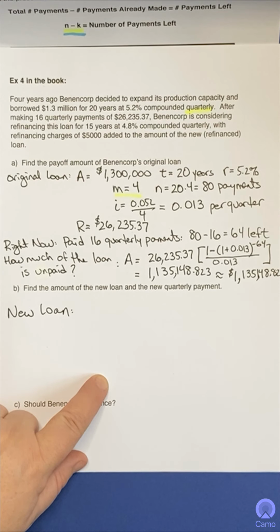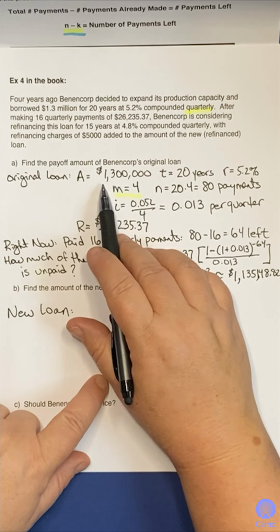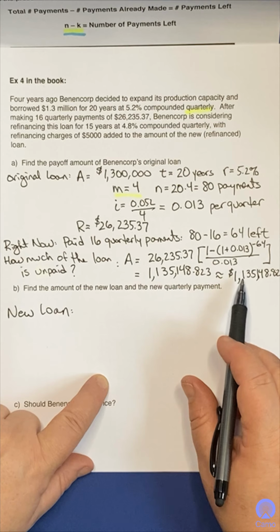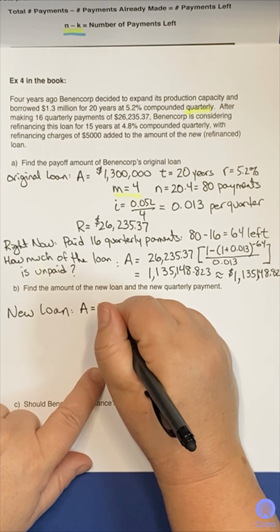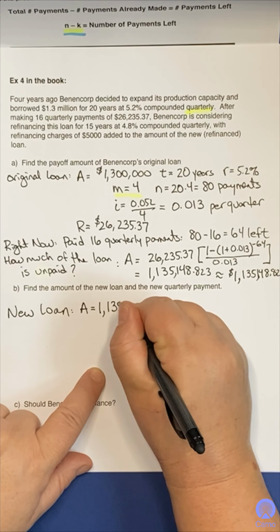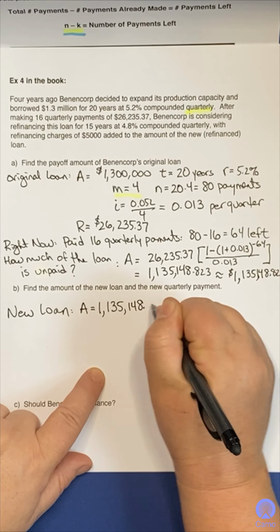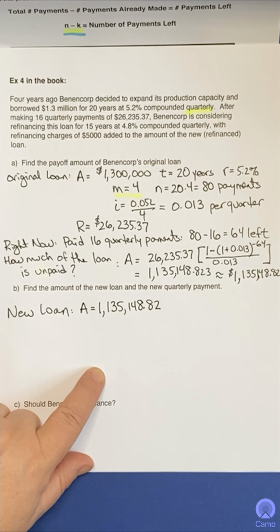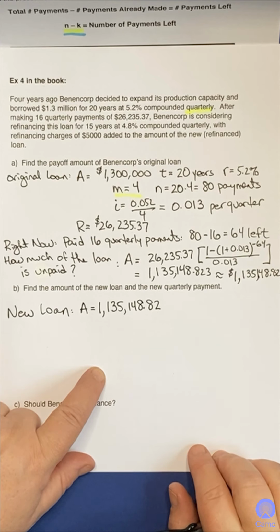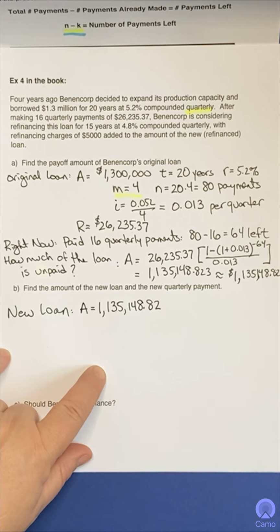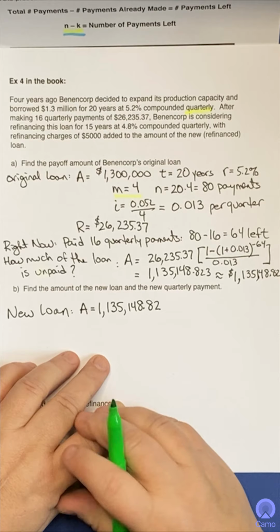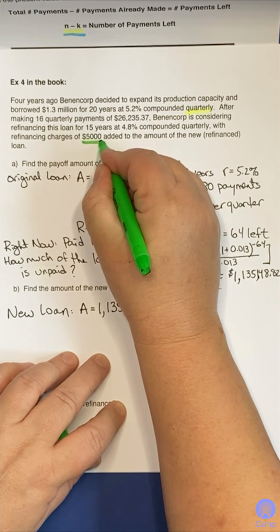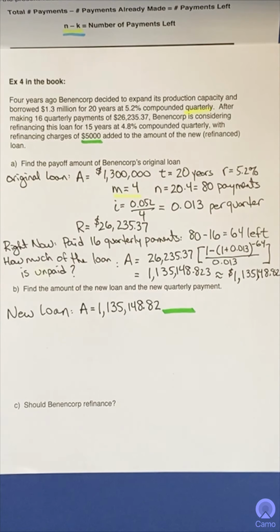Now, keep in mind, they don't have to take out a loan for 1.3 million because they've already paid some of that out. For the new loan, they're going to have to pay back the amount they still owe. So A equals $1,135,148.82. But there's a complication. In order to take out this loan, they're going to have to pay some fees. So we're going to have to add the 5,000.